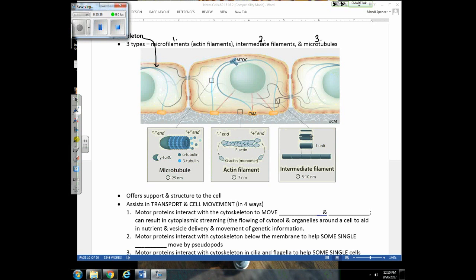The difference in these three types are their size. So the microfilaments, which can also be called the actin filaments, they're the thinnest, whereas the microtubules are like tubes, they're the thickest. And then the intermediate filaments are in the middle. You can kind of see that here. They're trying to show you that these are the thickest, these are very thin, and there's your intermediate filaments. To help you remember that the actin filaments are the thinnest, I tell students to remember actin, just change it to thin. It's the thinnest of the different types of cytoskeleton.